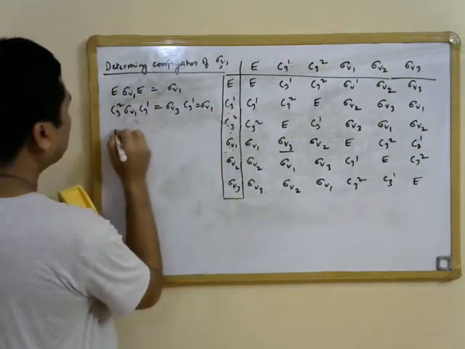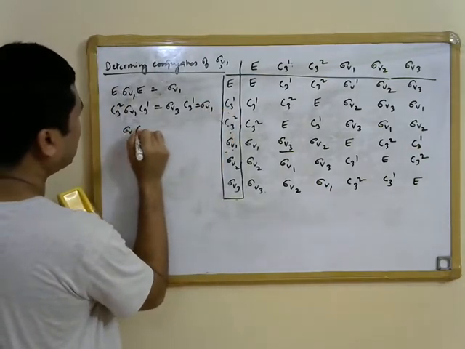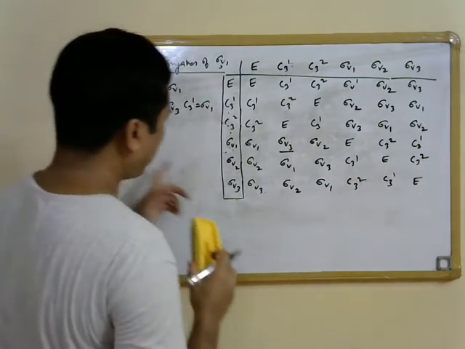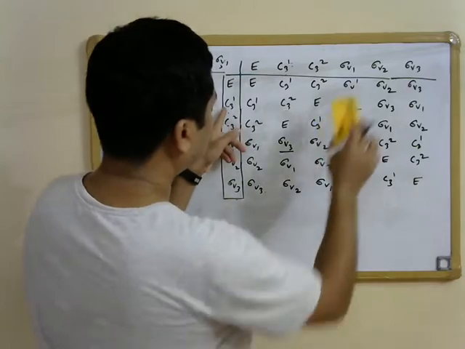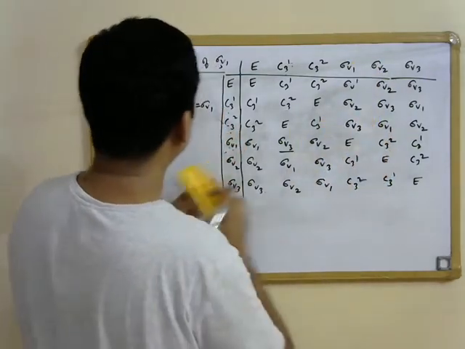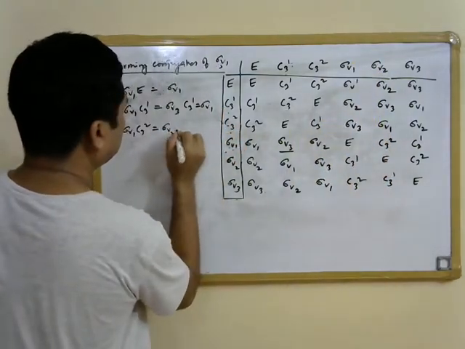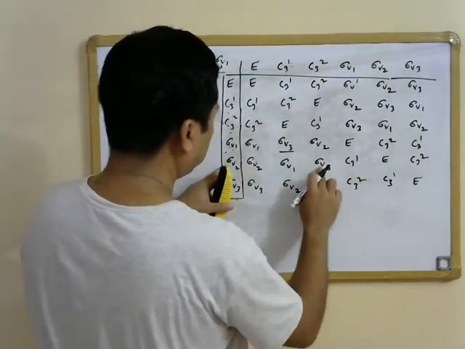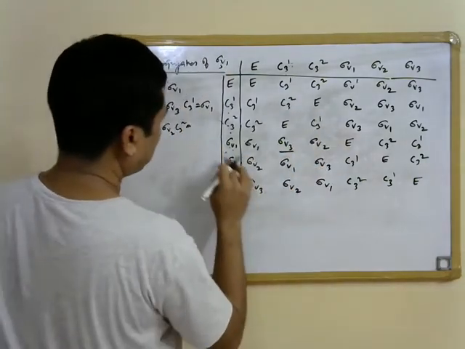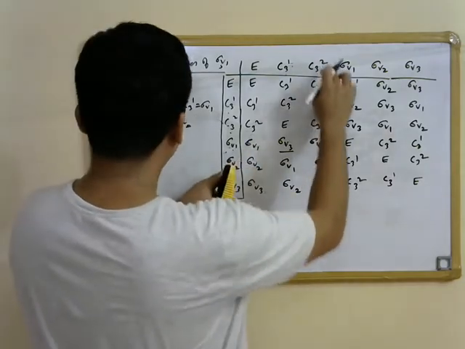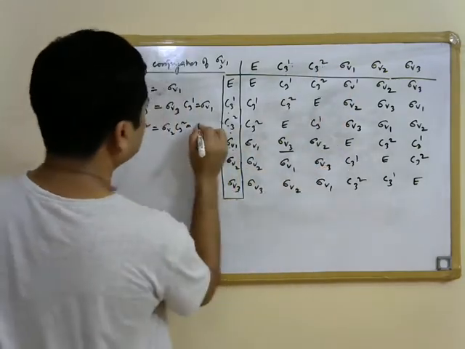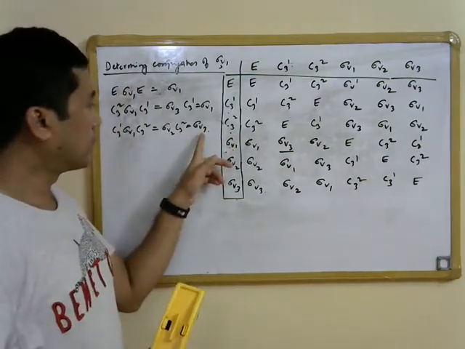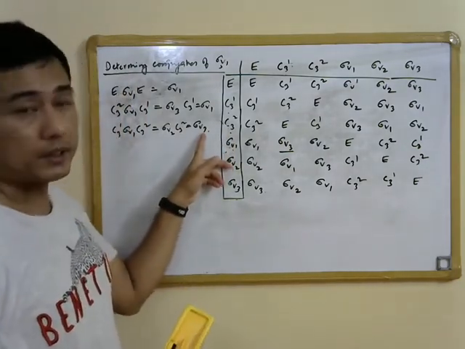Then sigma v1, c32, this is c31. c31 sigma v1 is sigma v2. Sigma v2 c32 is sigma v3. So sigma v1 is a conjugate of sigma v3.